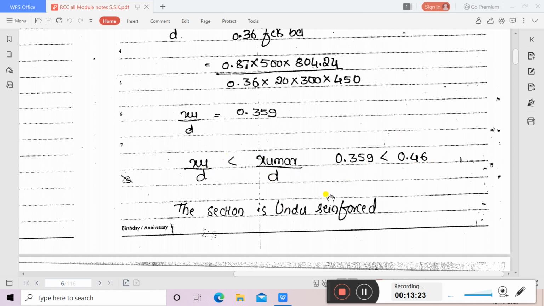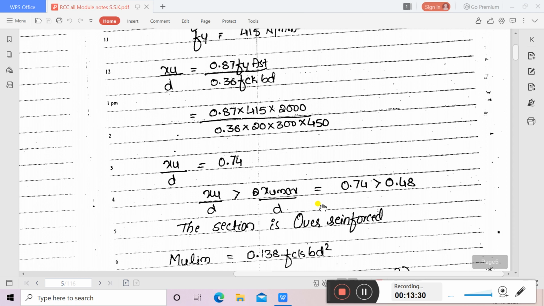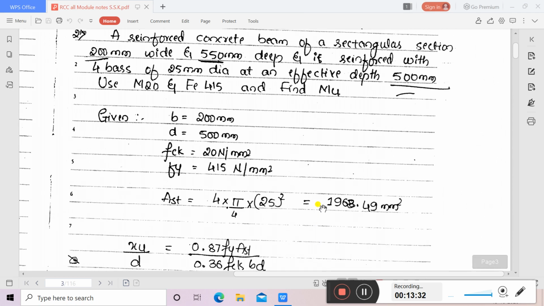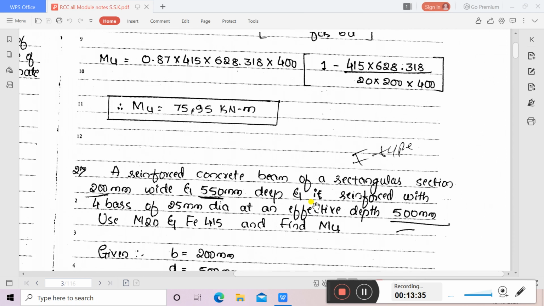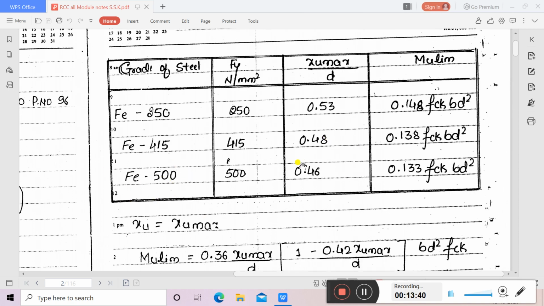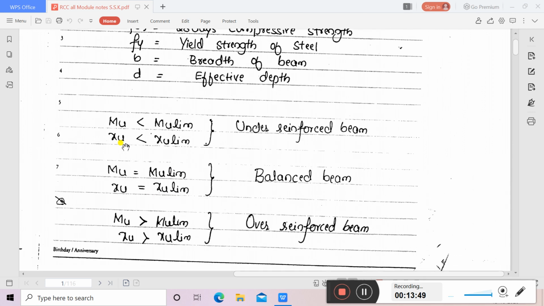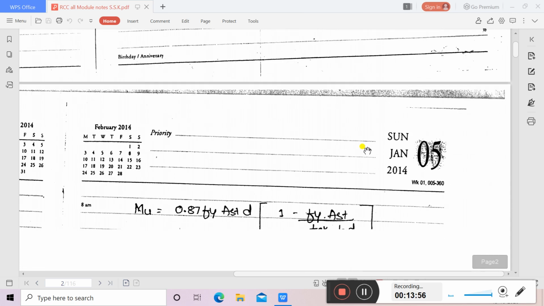Now here we got Xu by d less than Xu max by d. So obviously if Xu by d is less than Xu max by d, it is treated as under reinforced. We have a table. Now for Fe500, what is the Xu max by d value? That is 0.46. It is also there in the code book. Just go through that. When Xu is less than Xu limit or Xu less than Xu max, what type of beam is that? Under reinforced beam.